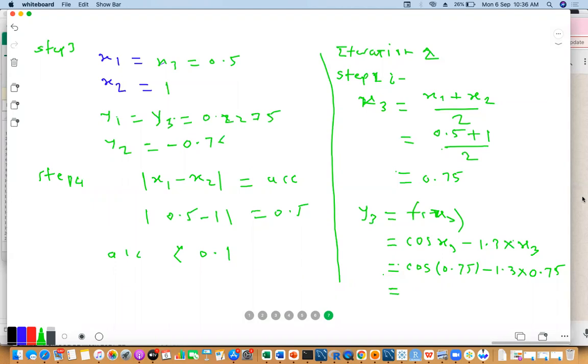cos 0.75. Remember one thing, again I am repeating, whenever you are putting this cos 0.75, ensure that you are operating in radian mode in the calculator. Okay, so we have y3 as minus 0.2433, right? So this is negative. We have got y3 as negative, right?